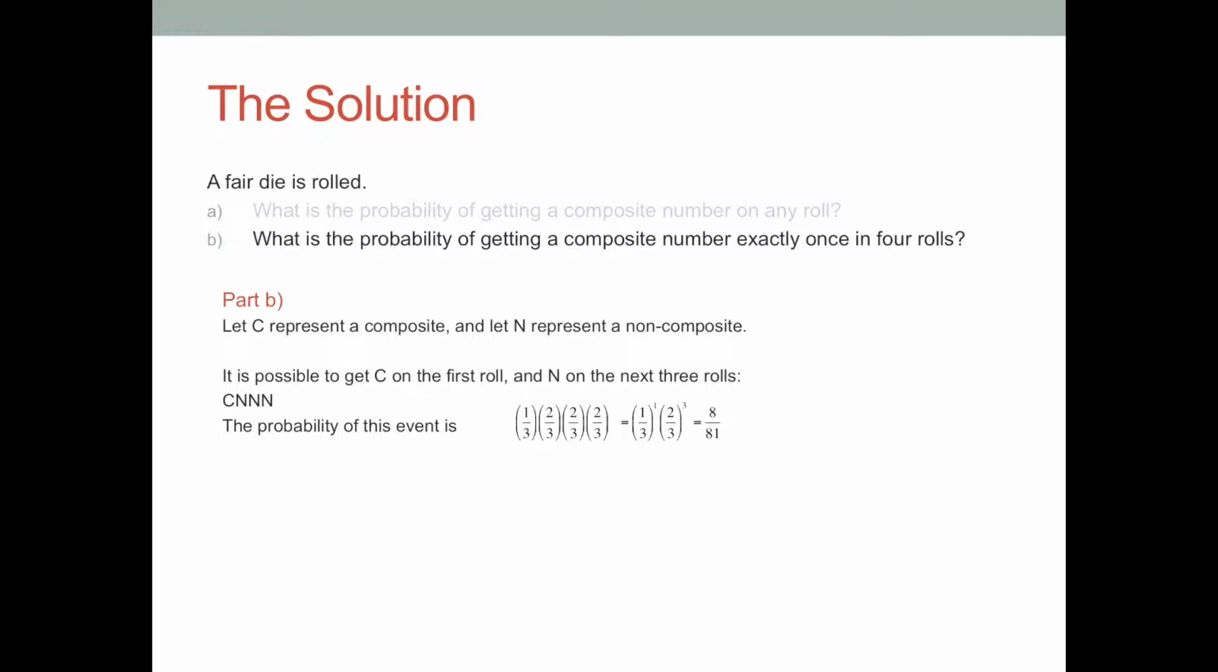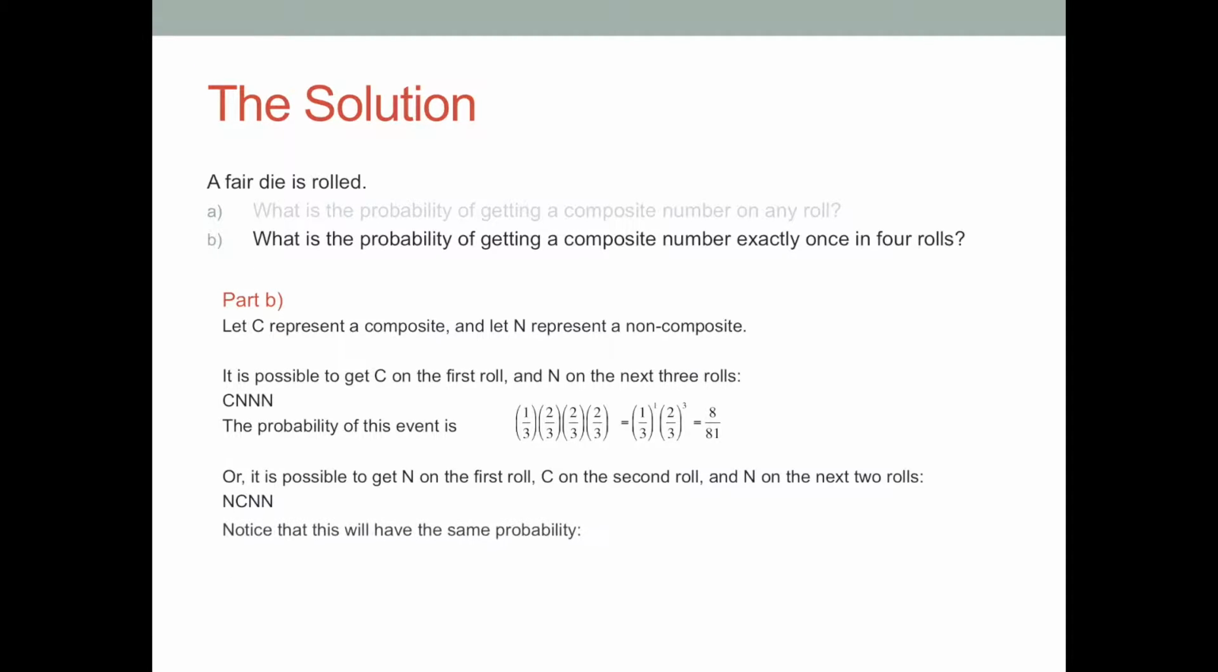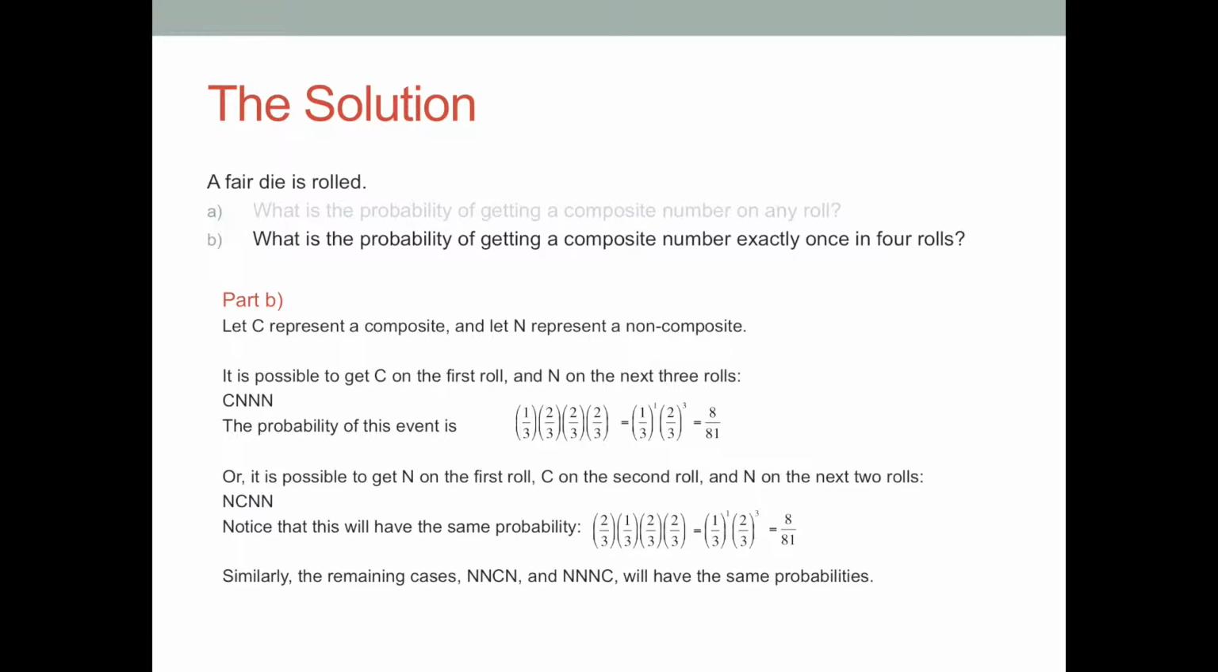or 8/81. Or it is possible to get N on the first roll, C on the second roll, and N on the next 2 rolls. Notice that this will have the same probability with the factors in a different order. 2/3 times 1/3 times 2/3 times 2/3. The product is still 8/81. Similarly, the remaining cases NNCN and NNNC will have the same probabilities.